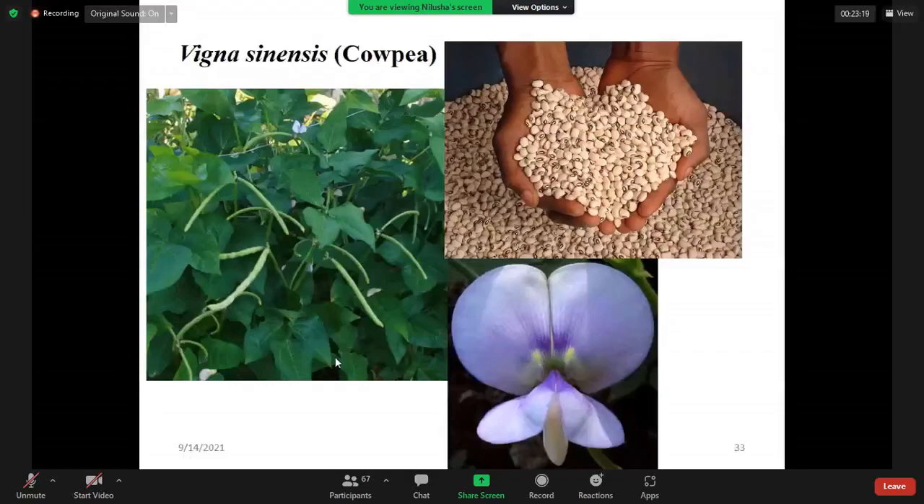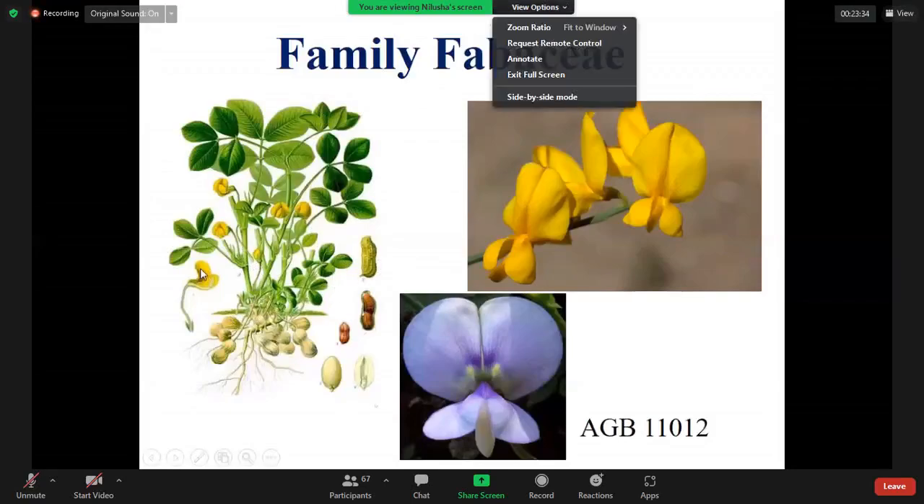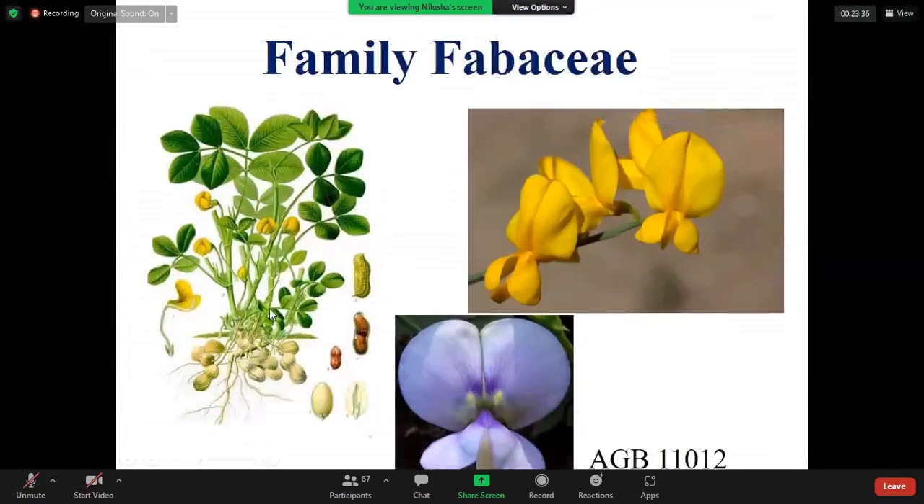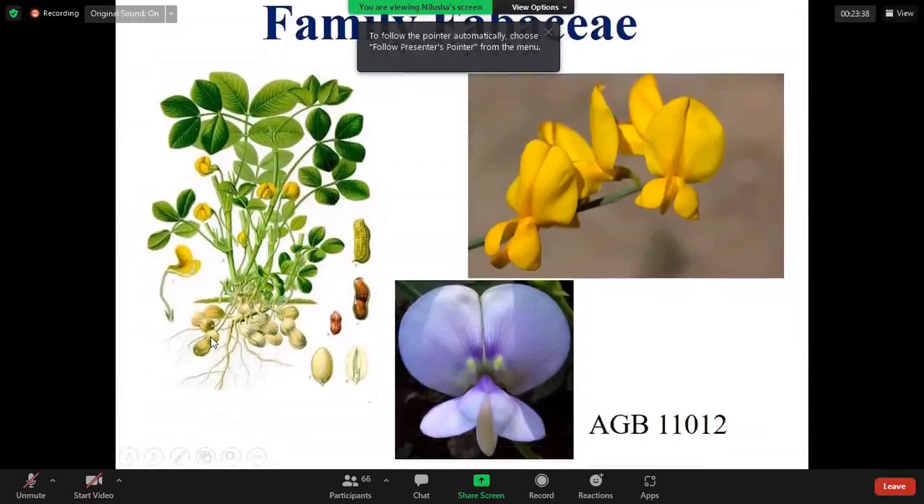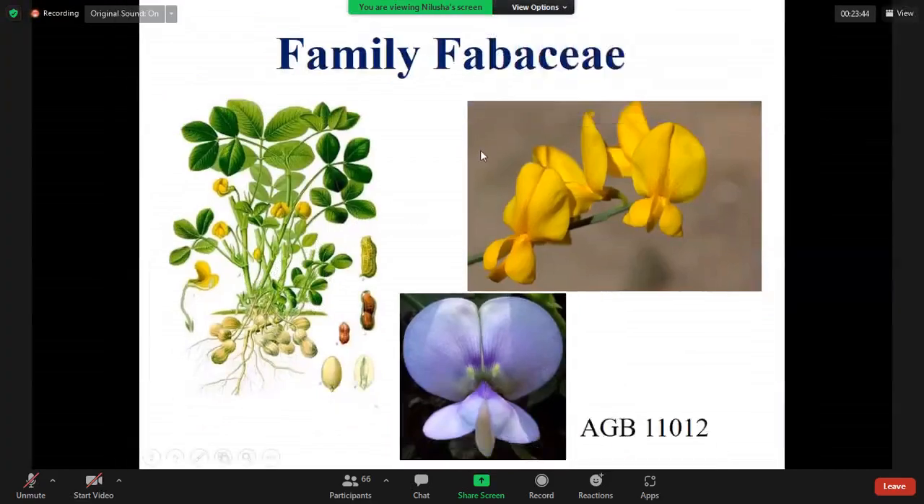Can you see the slide? Yes, ma'am. Okay. If my voice is unclear or any problem, you can inform me. Is it okay? Because my internet connection sometimes may be interrupted. You can inform me. Okay.